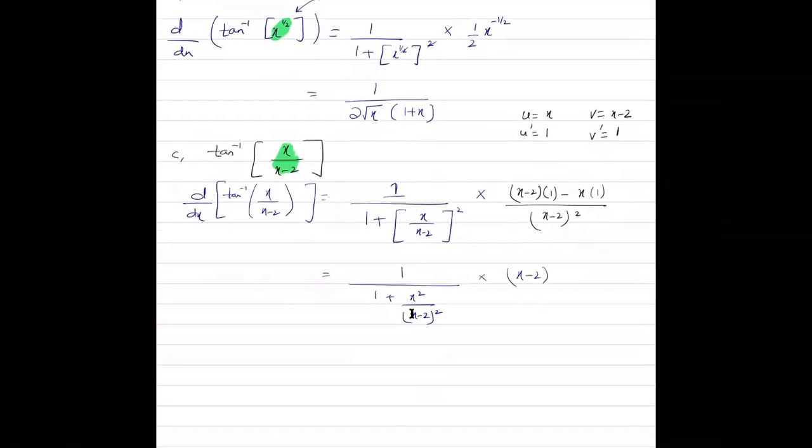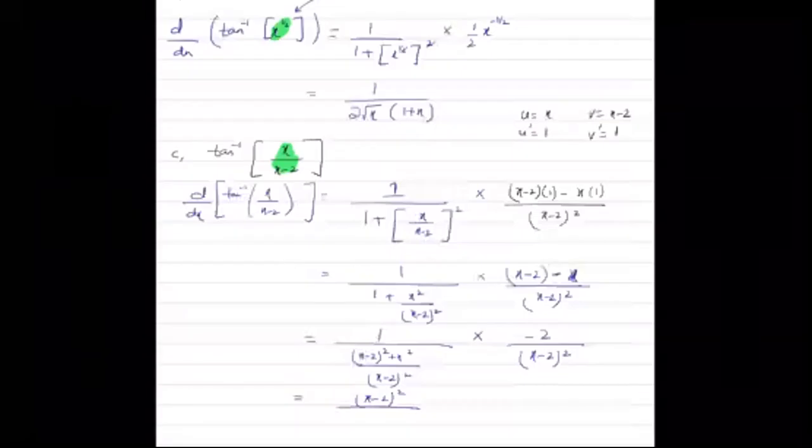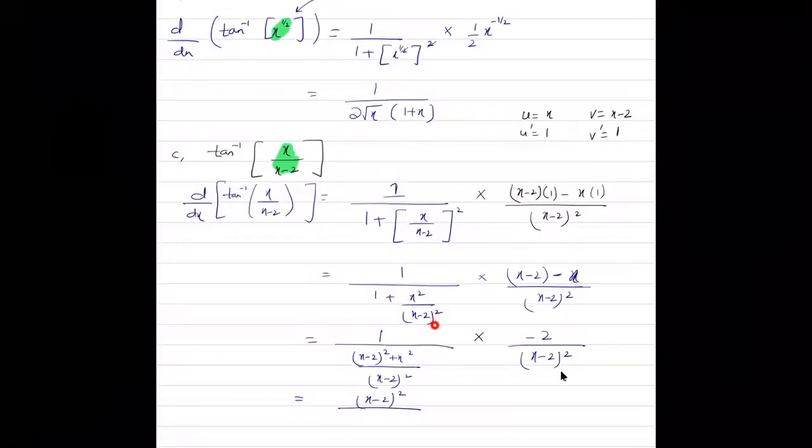That is going to remain the same. I'll simplify the denominator. So x minus 2 the whole thing square plus x square. This is still going to be the same. x minus x is 0, minus 2 over x minus 2 the whole thing square. Now you can reciprocate this fraction. I'm sorry, how did you get the numerator as minus 2? x minus 2 minus x.